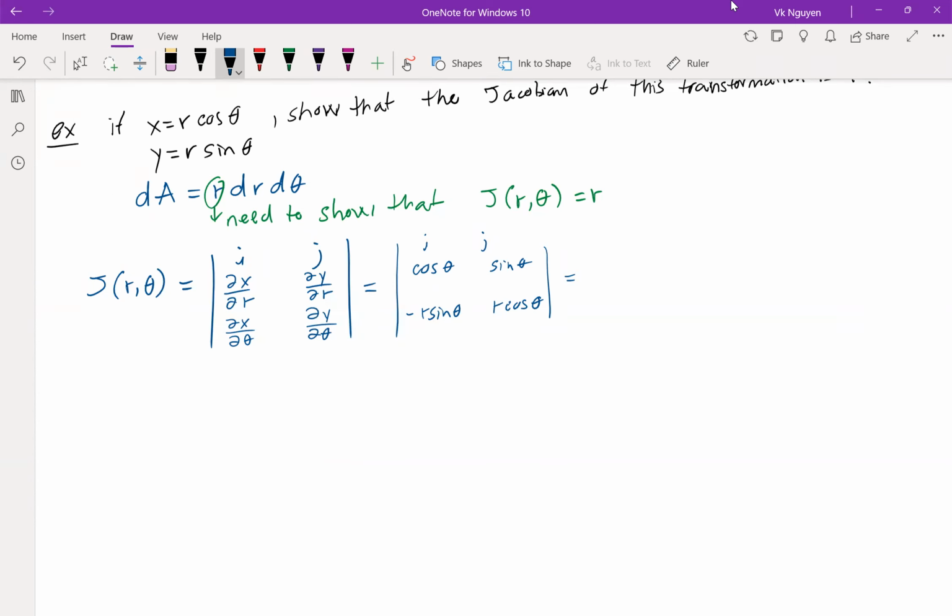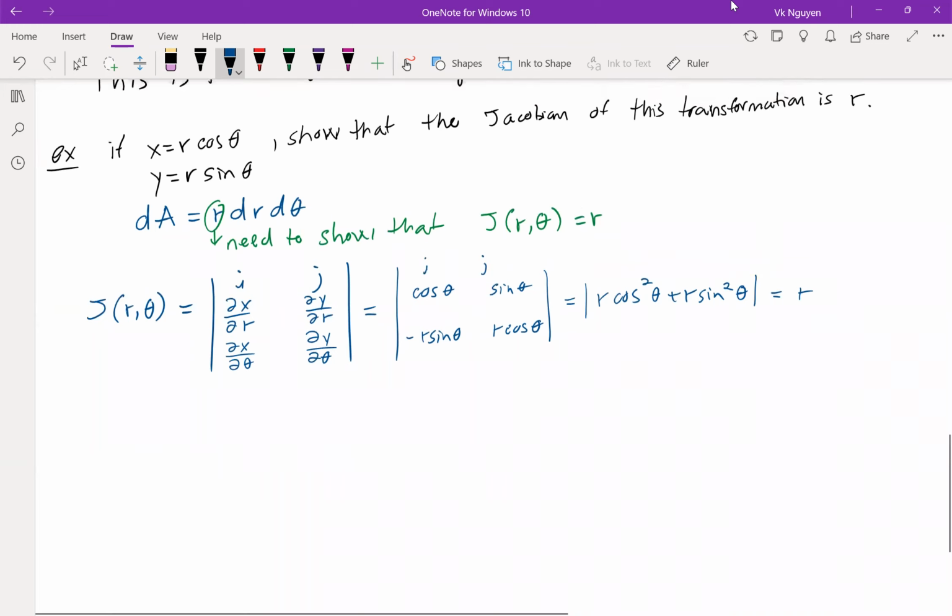Okay, so now make sure that you take the absolute value of the determinant. So it's r cosine squared plus r sine squared. Make sure that you do the absolute value, and it is just r. Luckily r is the radius, so it does match up with the polar coordinate when we do the transformation.